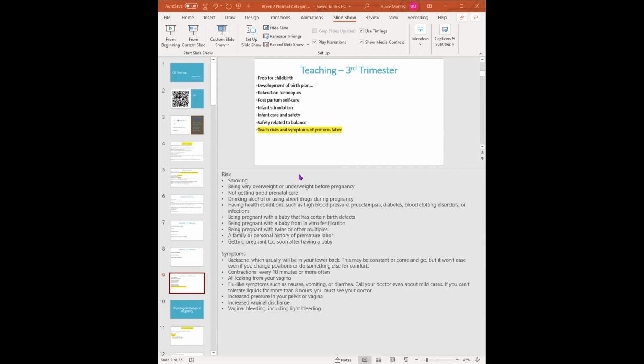For example, cocaine, I believe, is not good at all because it has a constriction effect, which can relate to low oxygen levels in our fetus. Or if they already have health conditions, such as high blood pressure, or if they're preeclamptic, have diabetes, blood clotting disorders or infections, any of these risks can really go into that.